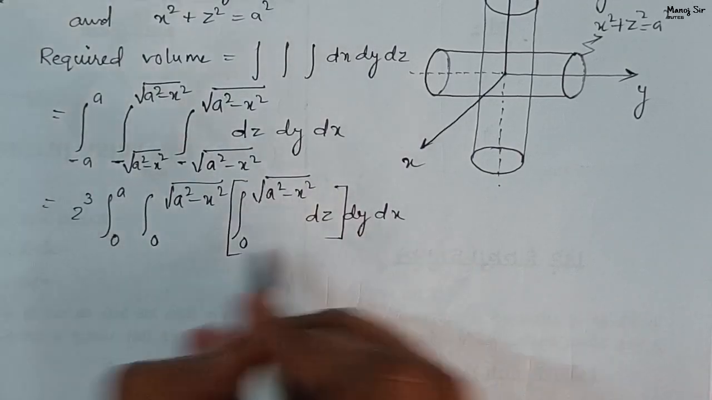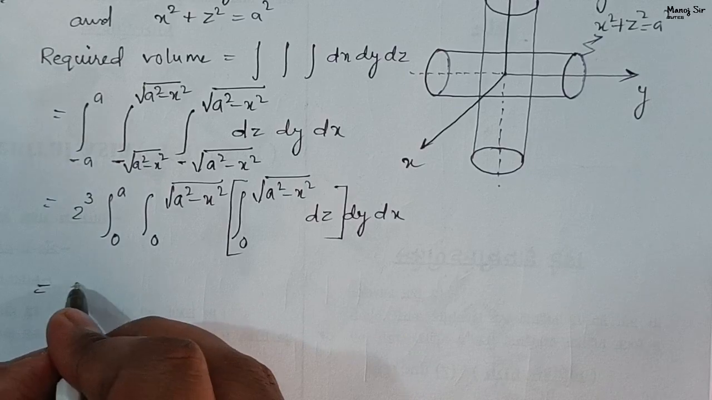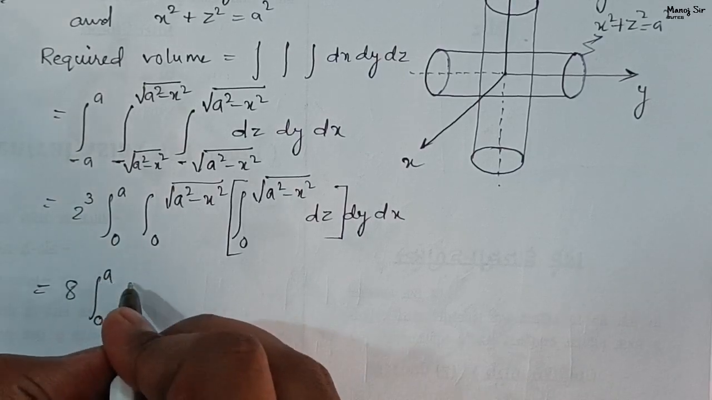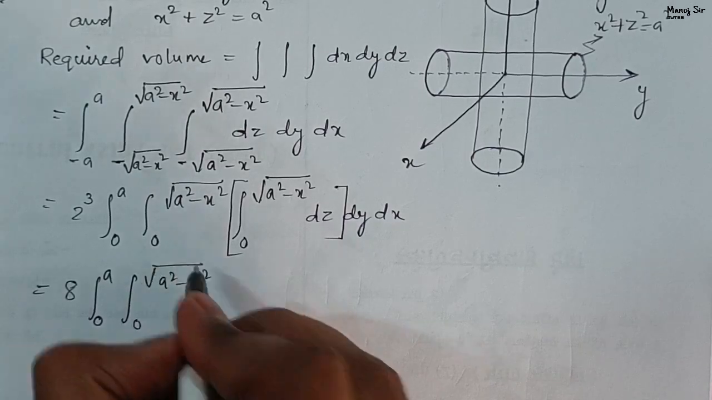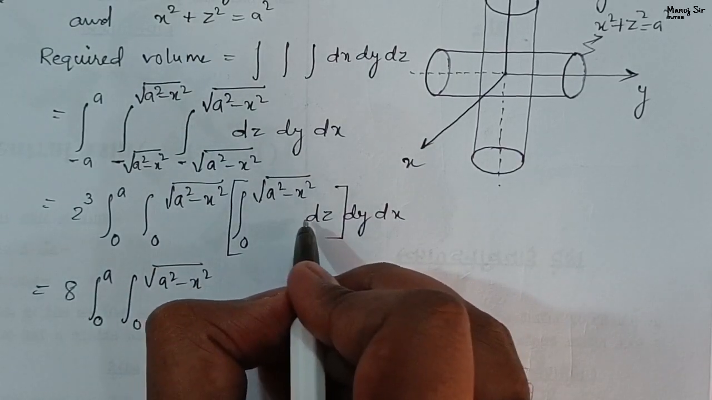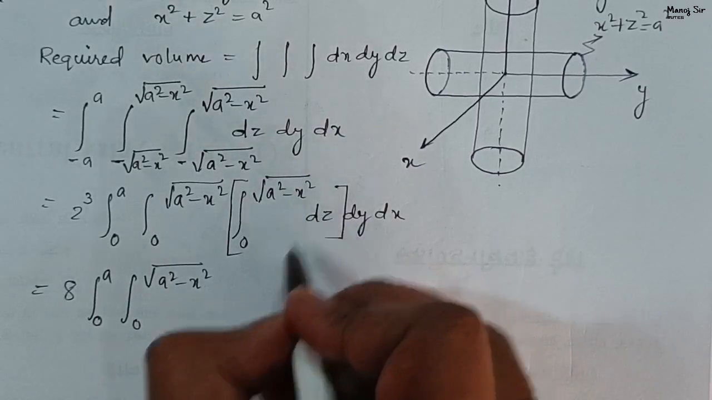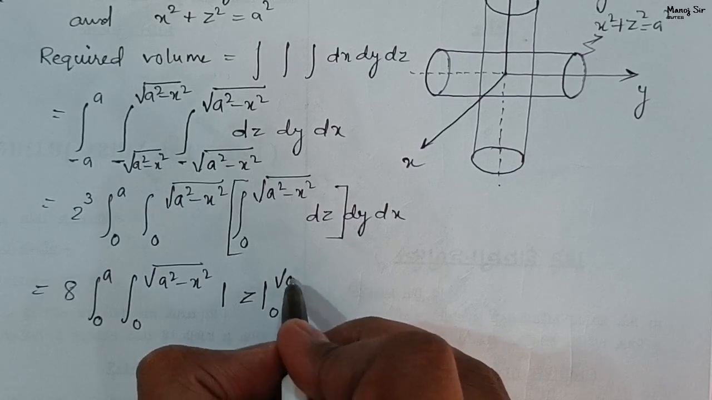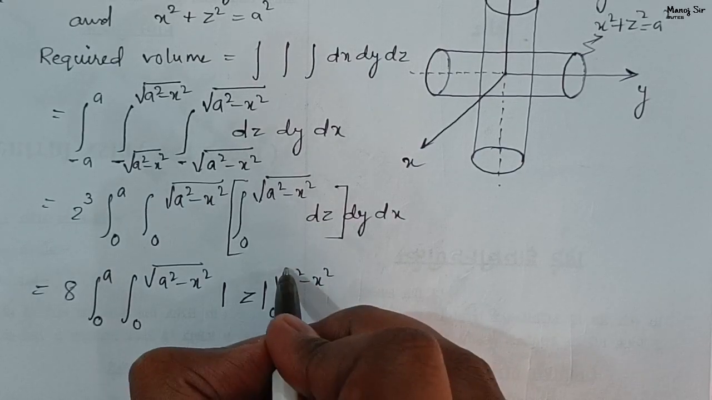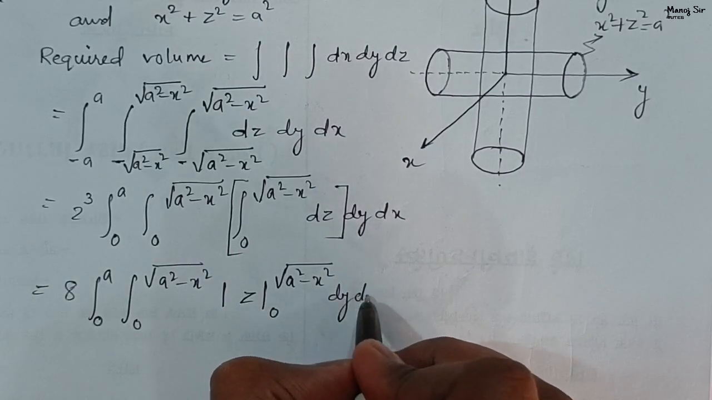Now we will try to solve this integration, that is, required volume equals 8, this is 0 to a, this is 0 to root over of a square minus x square. Integrating the function 1 with respect to z, this will be z. Limit goes from 0 to root over of a square minus x square. Again, don't forget to write this dy dx.